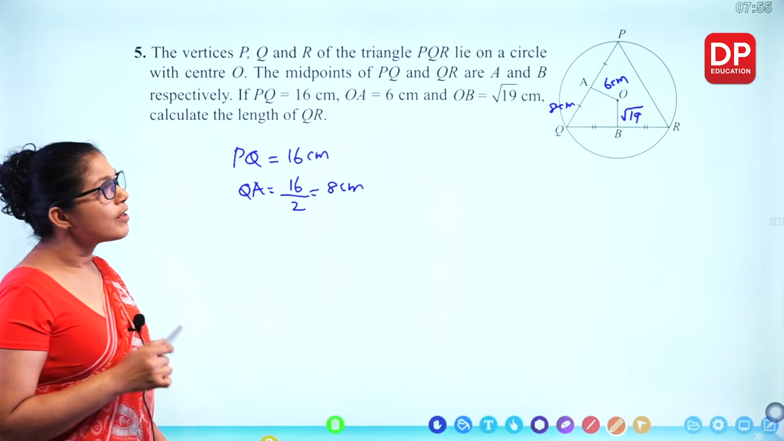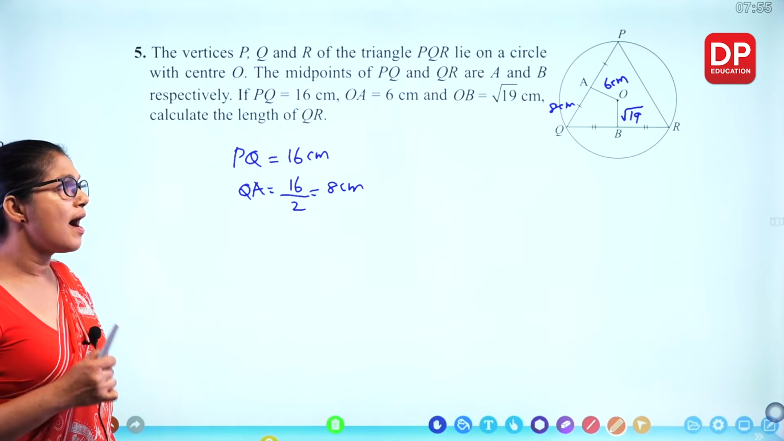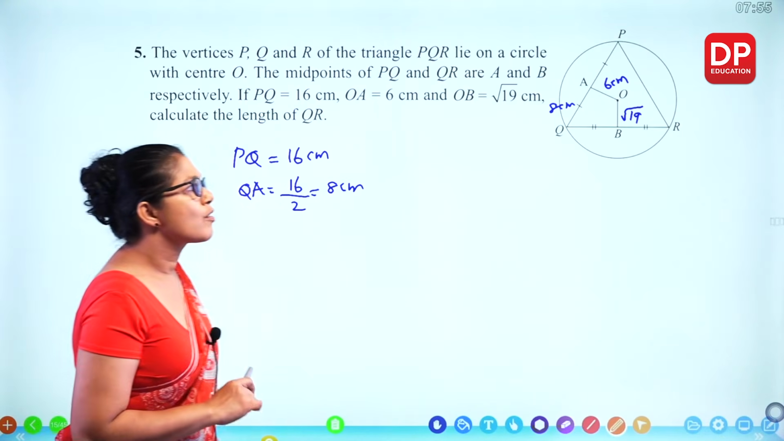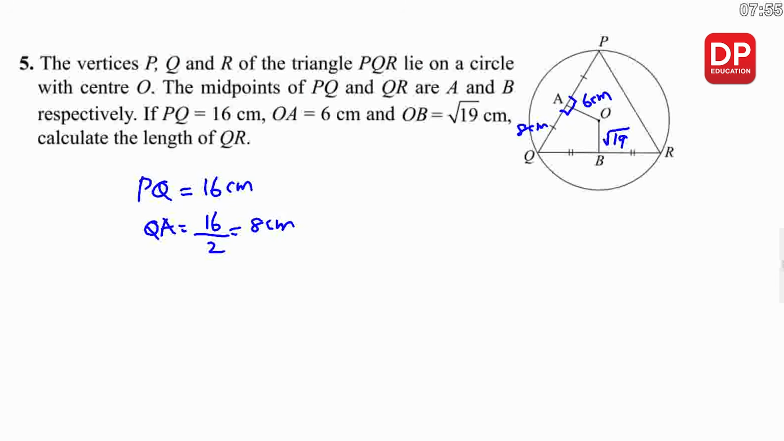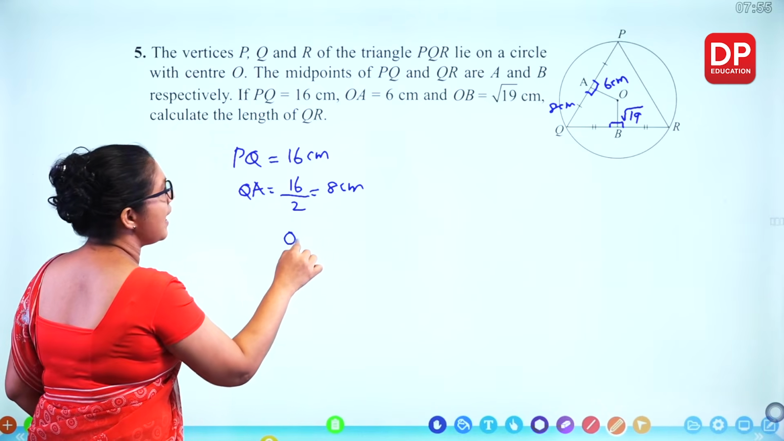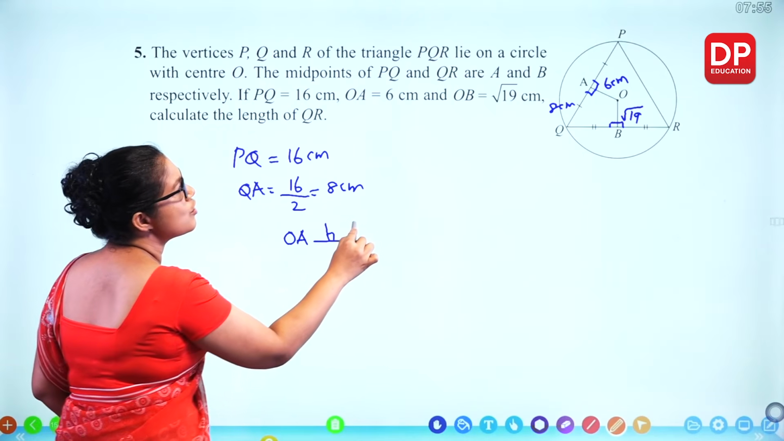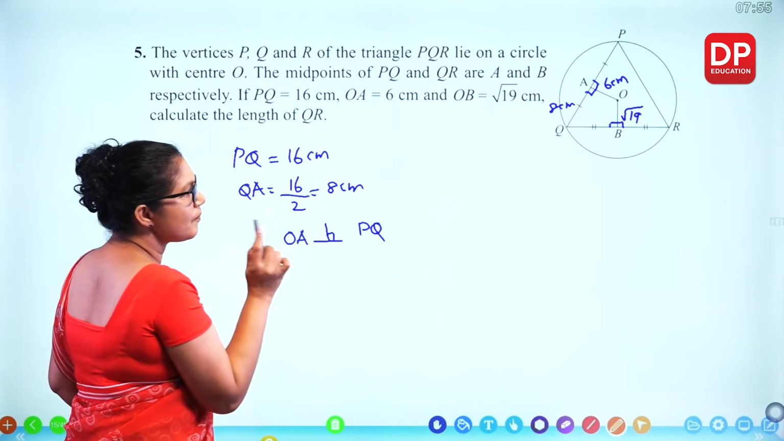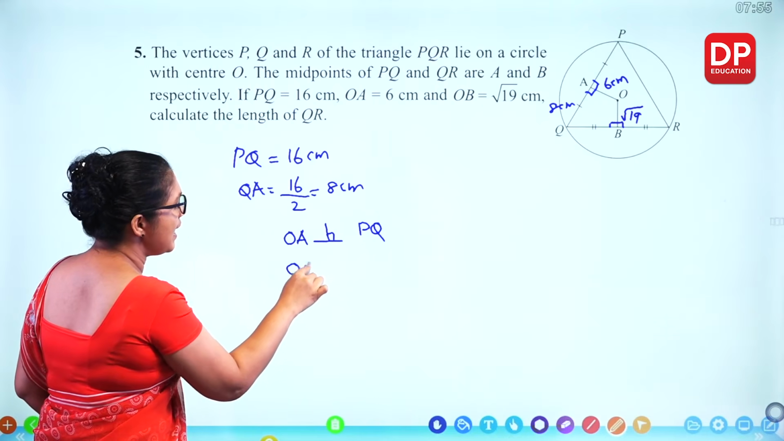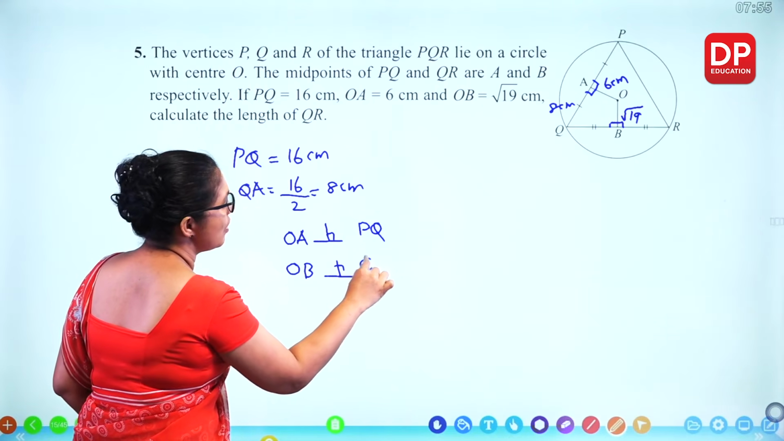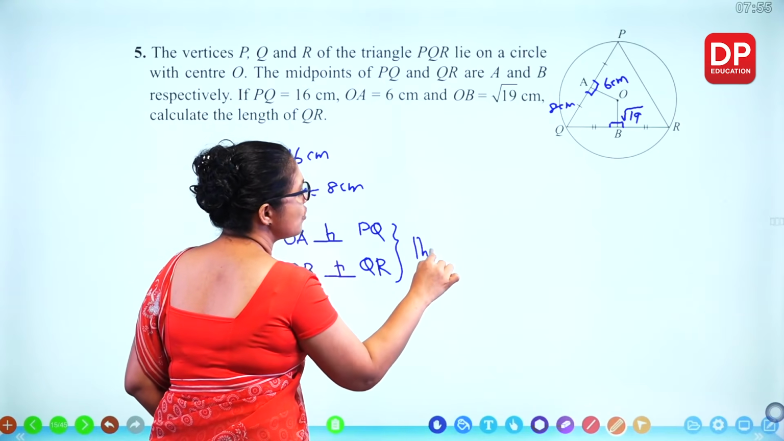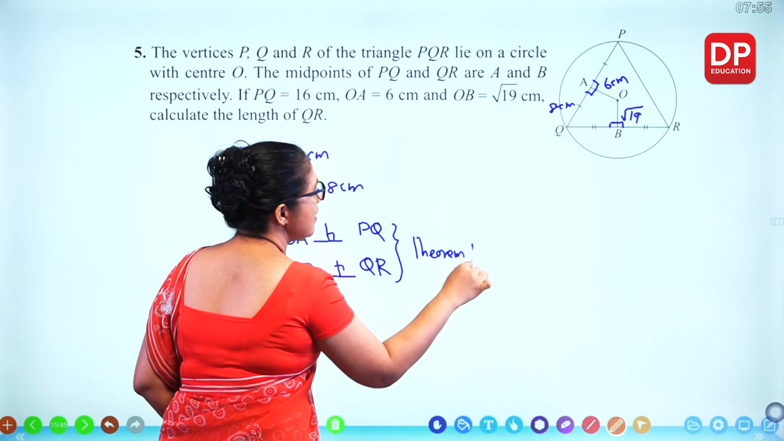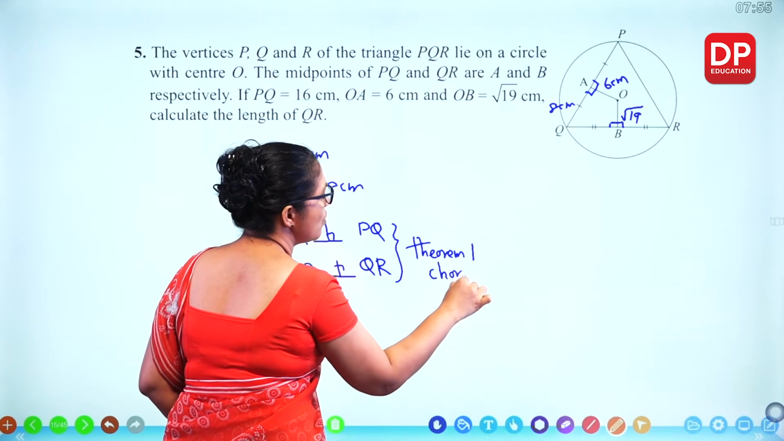So here when you look at the diagram, we know A and B are midpoints of those chords. So straight away we can write these two angles are 90 degrees because OA is perpendicular to PQ as well as OB is perpendicular to QR. So this is according to theorem number 1 related to chords.